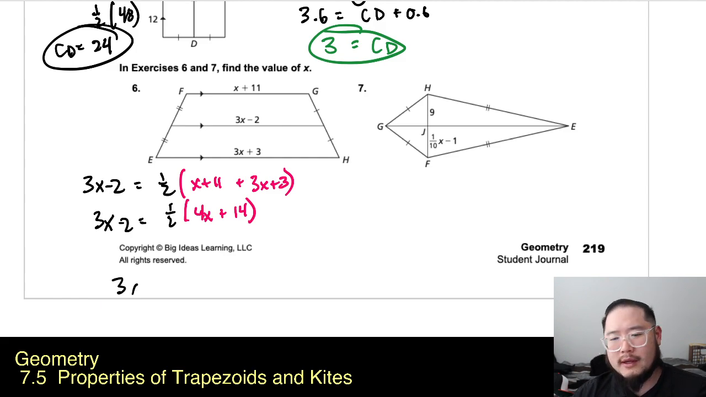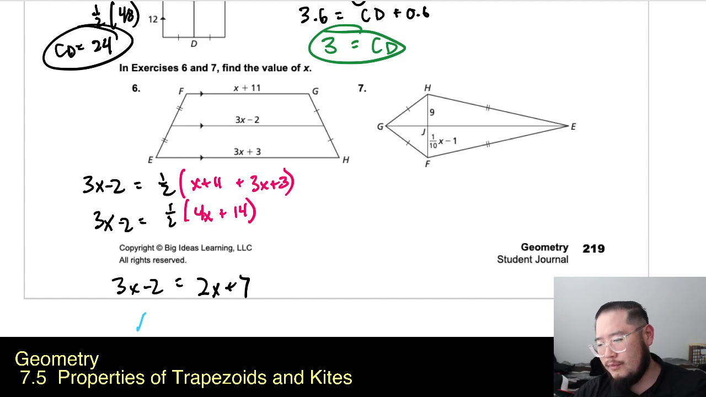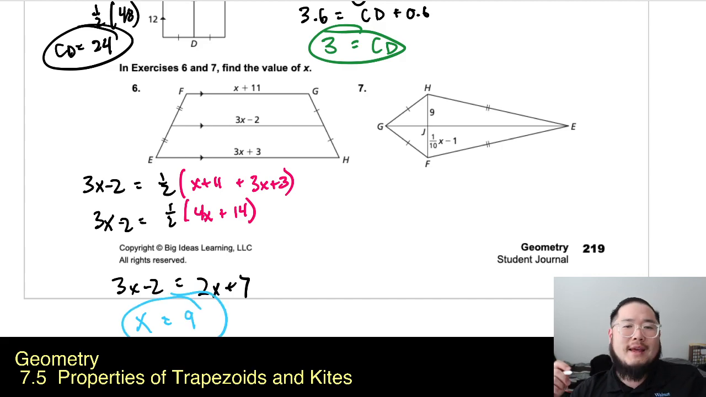I'll get x by itself, subtract 2x to both sides. I'll have x, and then add 2 to both sides. x is equal to 9. And there you go. Now be very careful, because sometimes the questions may ask for you to find the actual length of a certain side, and you have to plug it in. But they're not asking for that right here, so all is well, and we found x.